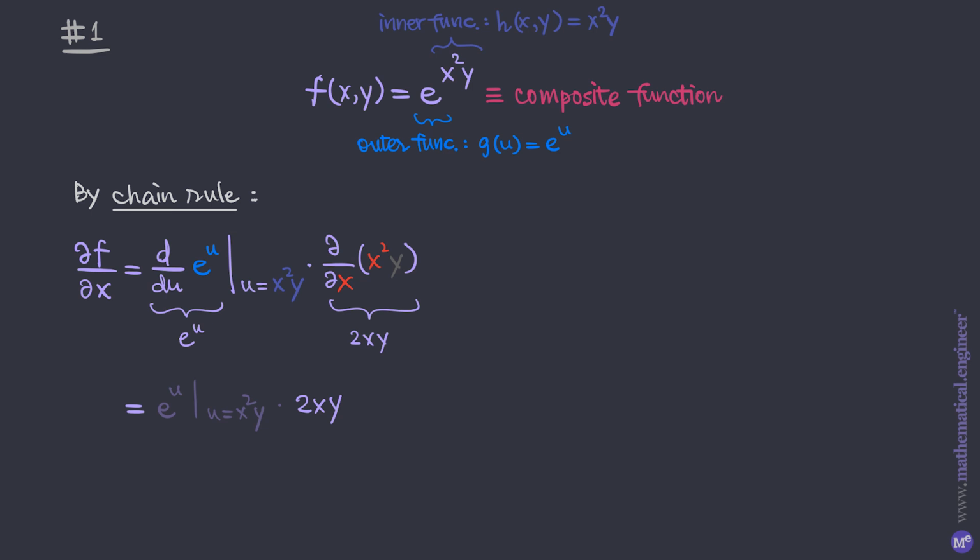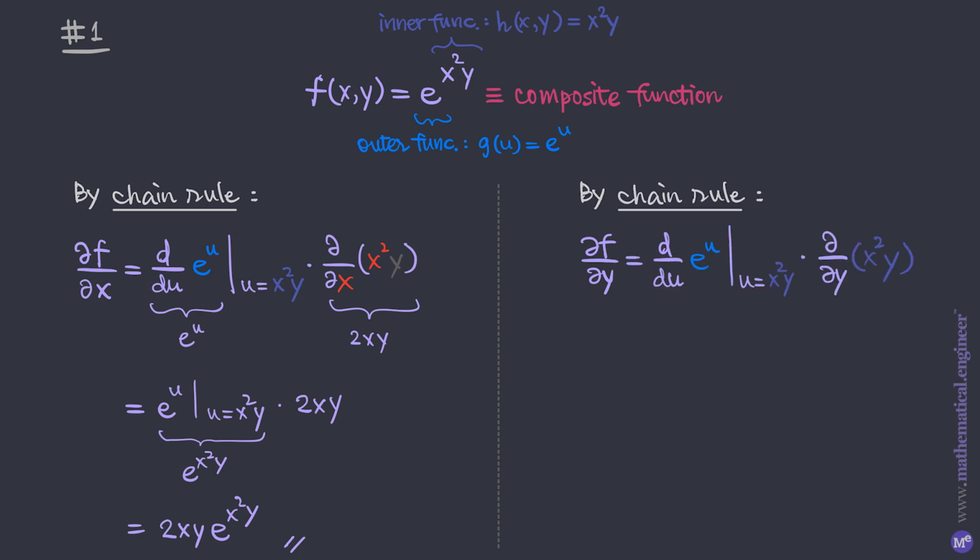Last but not least, we plug the inner function into the exponential function. The first part becomes e to the power of x squared times y. Finally, partial f partial x is 2xy times e to the power of x squared y. Now, let's compute the partial derivative of f with respect to y. It's going to be a very similar process.